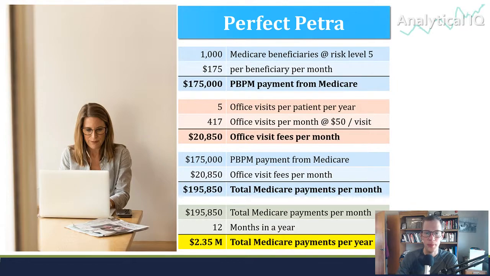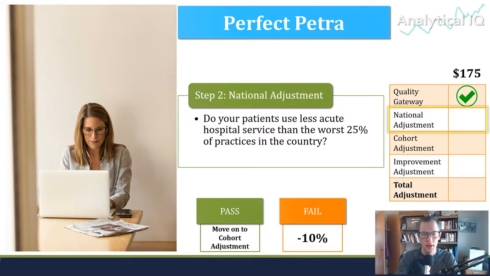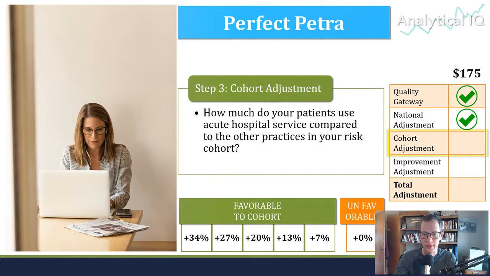All right. Now, Perfect Petra goes through the PCF car wash. Of course, she passes the quality gateway. A perfect practice couldn't fail the quality gateway. The national adjustment. Do your patients use less than the worst 25% in the country? Well, adjusted for my patient's risk and normalized to my geographic area, of course, my Perfect Petra's patients are perfect. Which brings us to the cohort adjustment. Perfect Petra is competing with other primary care practices that take care of high-risk level 5 patients like she does. But her patients are perfect. So she gets the biggest possible adjustment. Boom. Plus 34%.